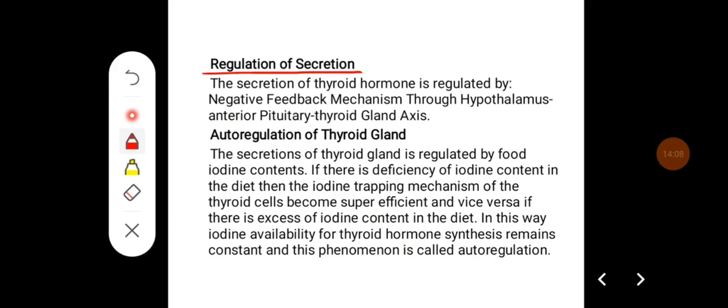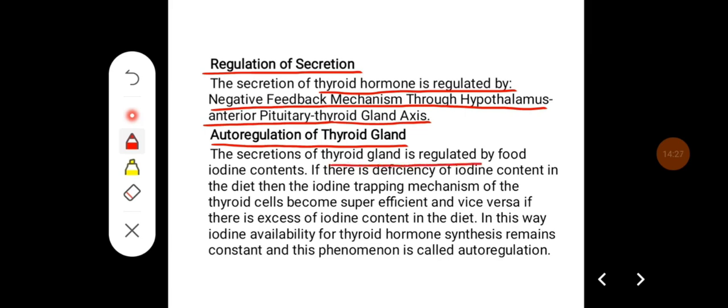Regulation of secretion of thyroid hormones. The secretion of thyroid hormone is regulated by the negative feedback mechanism through the hypothalamus, anterior pituitary, thyroid gland axis. There is also autoregulation in the thyroid gland itself. The secretion of the thyroid gland is regulated by food iodine content.